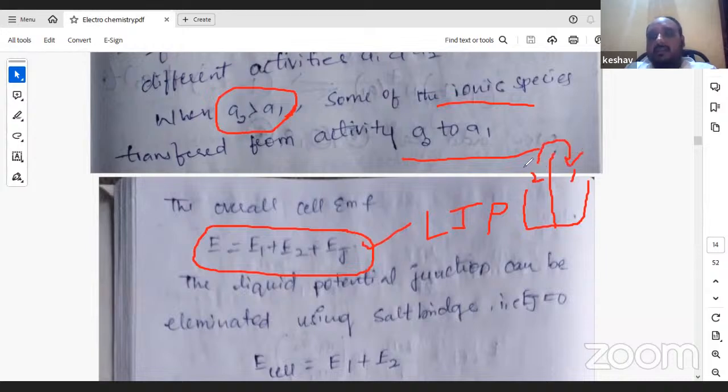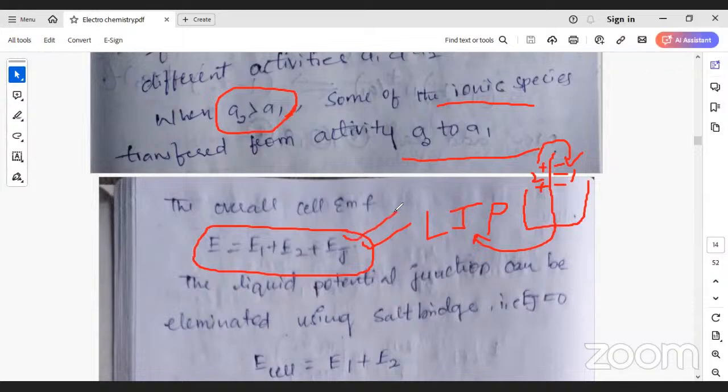For example, anions are transferred. Here the positive charge will be deposited, so here the number of negative charges will increase. Therefore, a potential can develop at the junction, and that is called liquid junction potential. Due to transfer of ionic species from one electrolyte solution to another, some ions are deposited across the junction, so some potential will be developed. That potential also we have to consider.